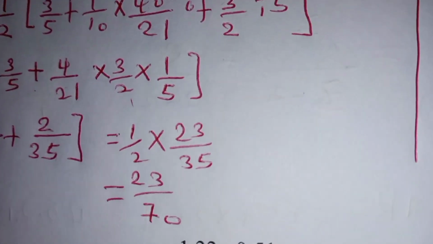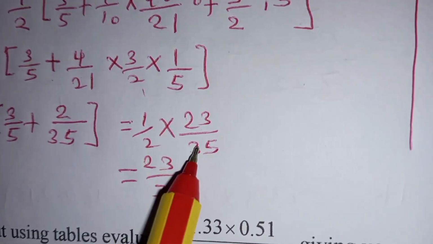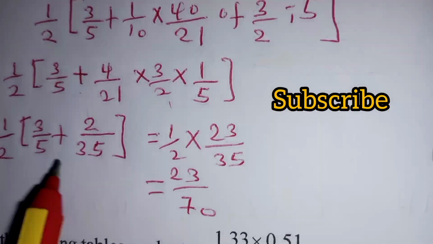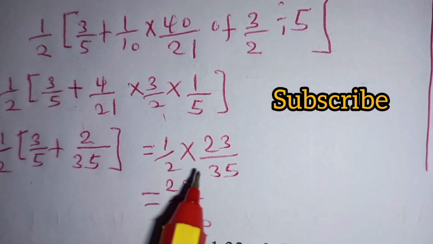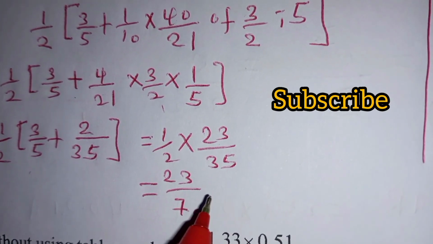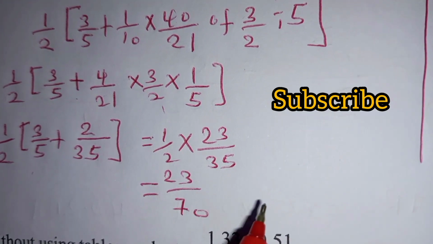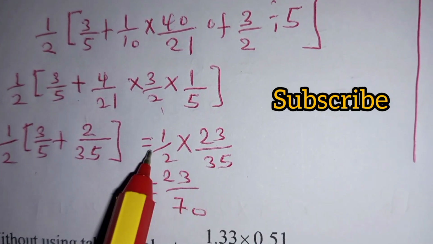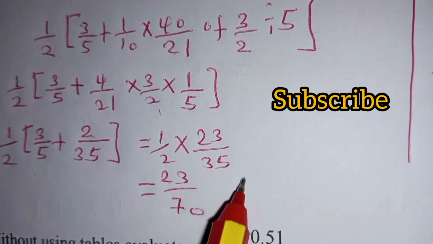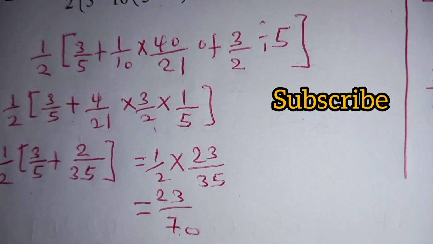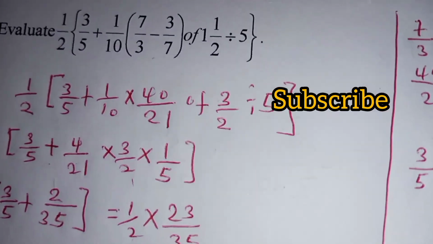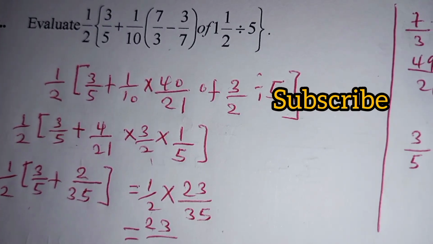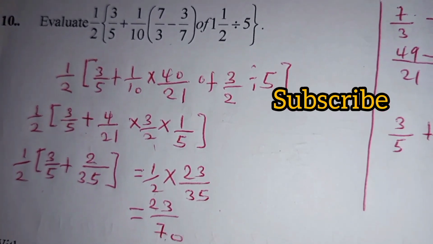All right. Once you get 23/35, you remove the bigger bracket, which is 1/2 multiplied by 23 divided by 35. So 1 times 23 is 23. 2 times 35 is 70. And that is how you evaluate this fraction equation in those simple method steps.